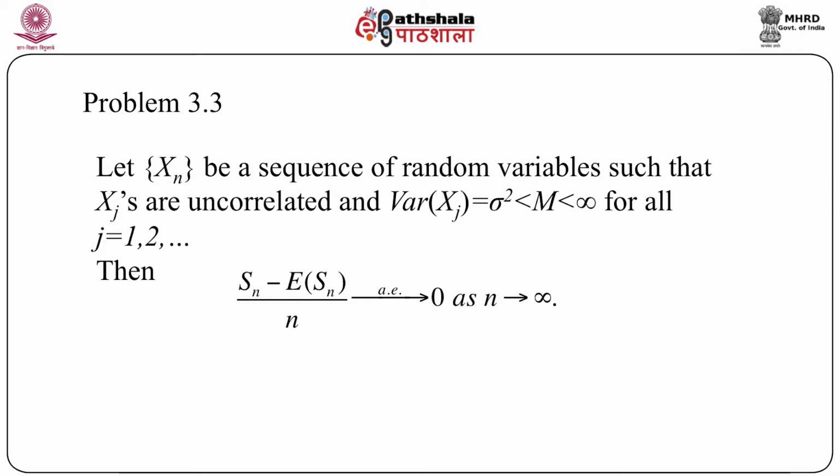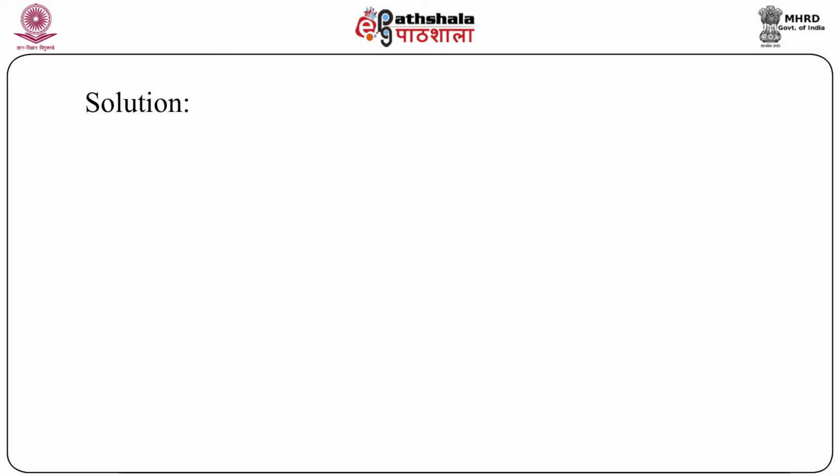Let Xn be a sequence of random variables such that the Xj's are uncorrelated. That means covariance between Xi and Xj equals 0 if i not equals j, and variance of Xj is sigma square, less than capital M, which is less than infinity, for all j equals 1, 2 and so on. That means this variance sigma square is bounded by a finite number. This condition is essential, as we will see in the proof of the result, which is that under this condition, we have to show that (Sn minus expectation of Sn) by n almost surely goes to 0 as n goes to infinity.